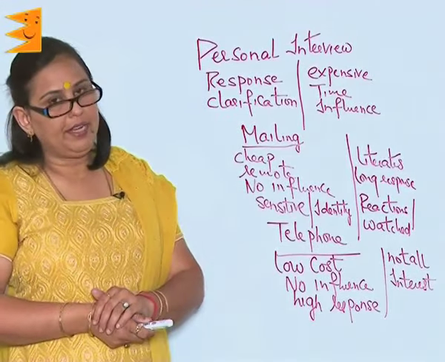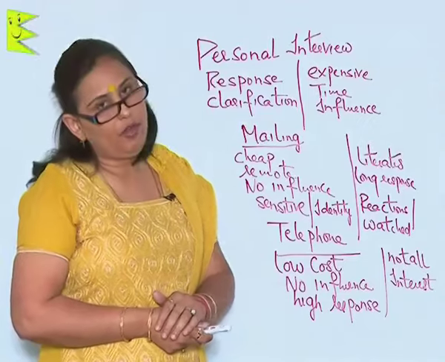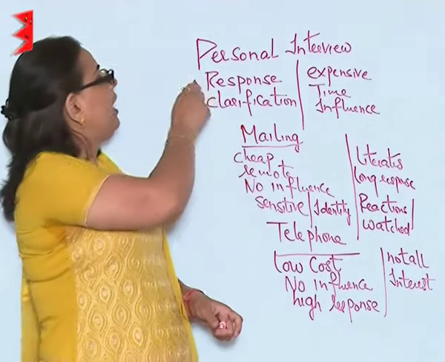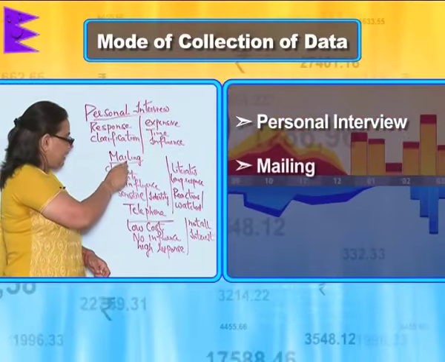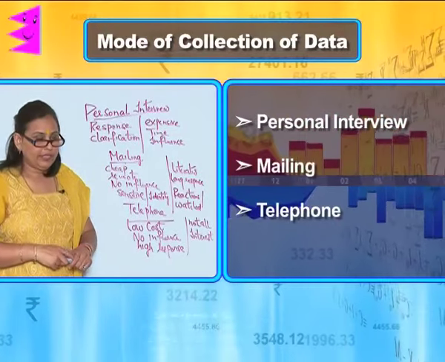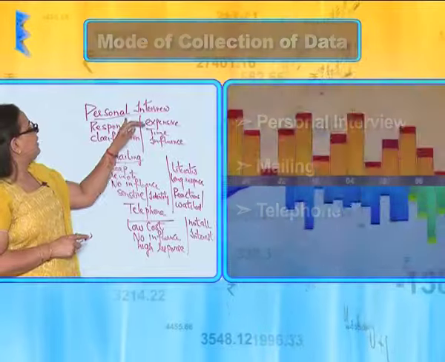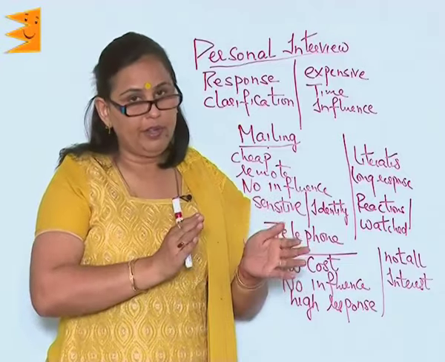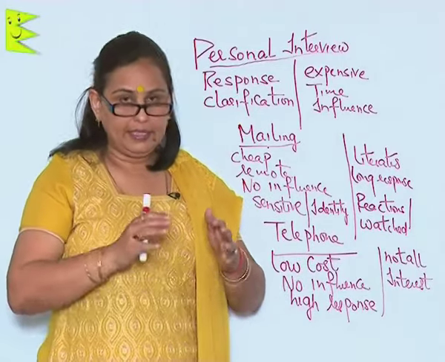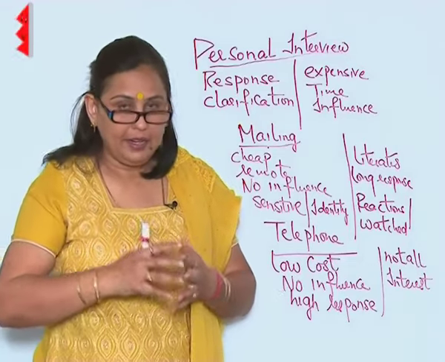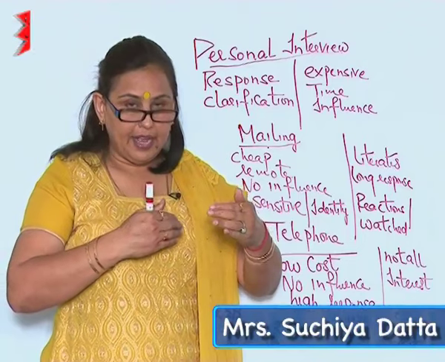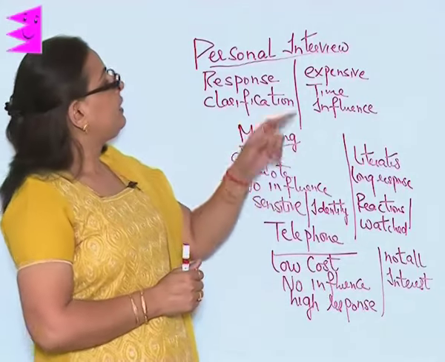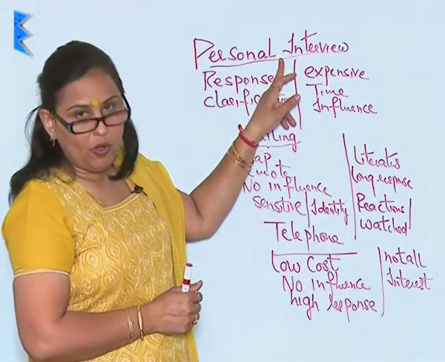Now, I will try and explain to you the mode of collection of data. There are three popular modes of collection of data, and those are personal interview, mailing and telephone. Now we will go step by step. The first mode, as I said, is personal interview. Personal interview means that the interviewer goes from home to home and sits face to face with the person and interviews him. That is, there is a direct contact between the person who is to be interviewed and the interviewer. This is the first mode of collection of data.